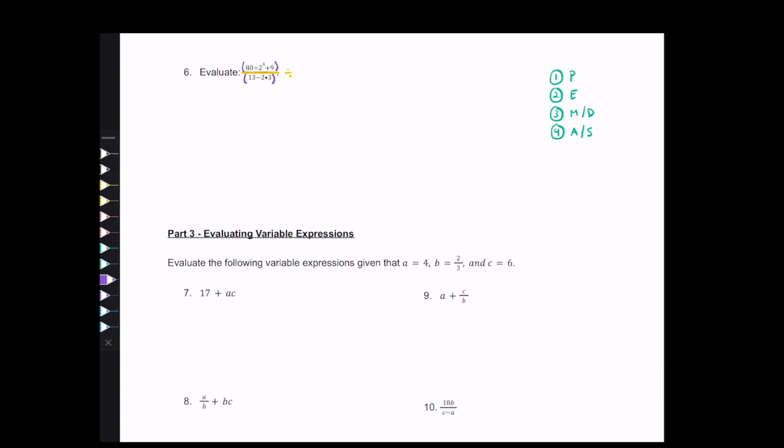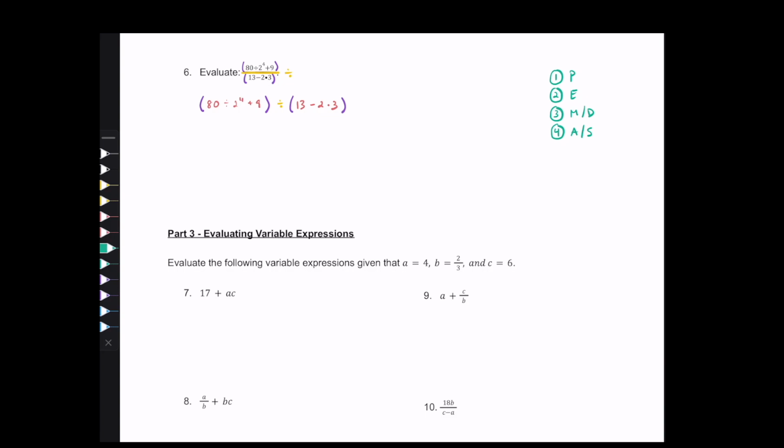Okay, so I'm just going to rewrite this so it's a little bit easier to follow. So I'm going to have 80 divided by 2 to the 4th power plus 9. That's basically the numerator. And we're dividing that because the fraction bar represents division here, okay? And inside the bottom, that's going to be 13 minus 2 times 3. Cool. So you can treat these two problems separately. I'm just going to do the whole top and then do the whole bottom afterwards.